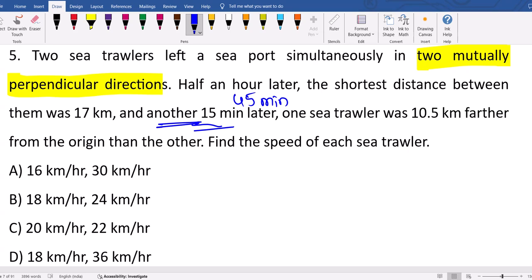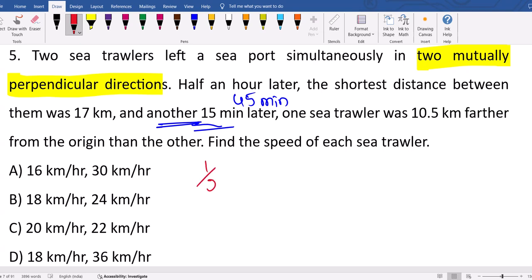Now what is the best thing? See, we can try the question using concepts and formulas, but a very simple thing: use options. Use options. Well, how can I do it, sir? I'll just show. Let's go with option B. What is option B's speed, sir? 18 kilometers in 1 hour and 24 kilometers in 1 hour.